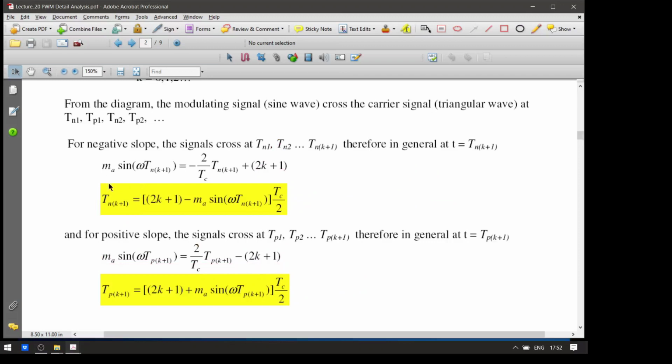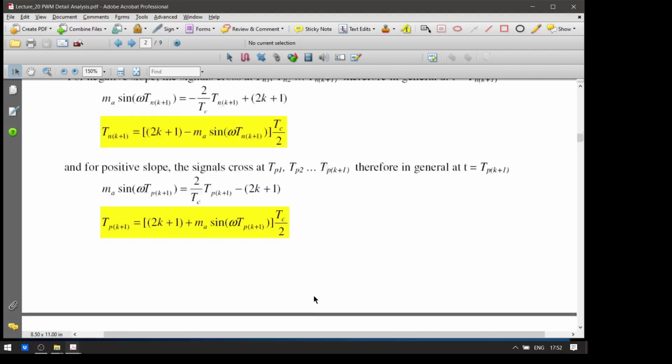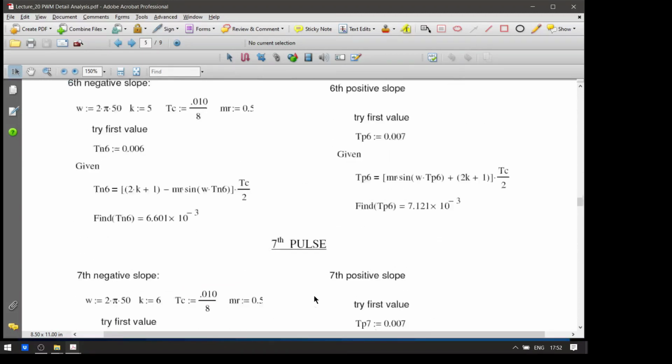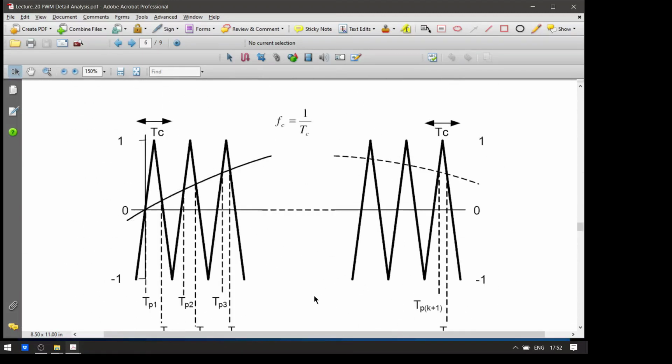Okay, so now you can determine each of these angles, or the equivalent time, by using these two equations. Right, so this is the unipolar. So now we move to bipolar PWM. For bipolar PWM, remember we have positive and negative values of the triangular carrier signal.